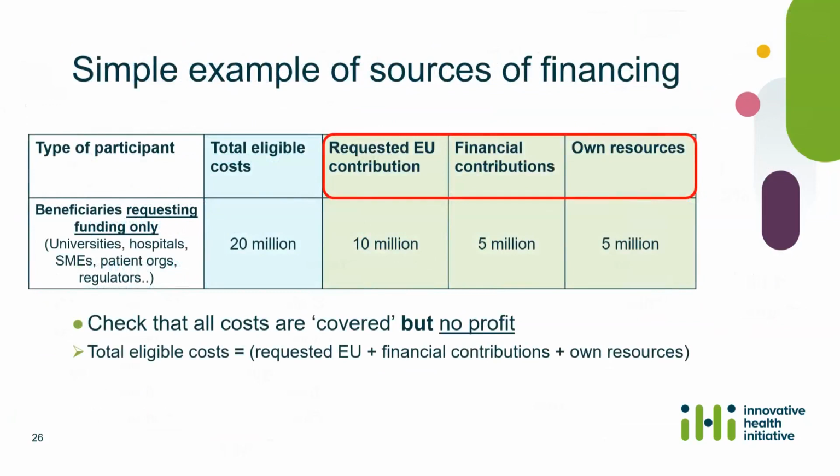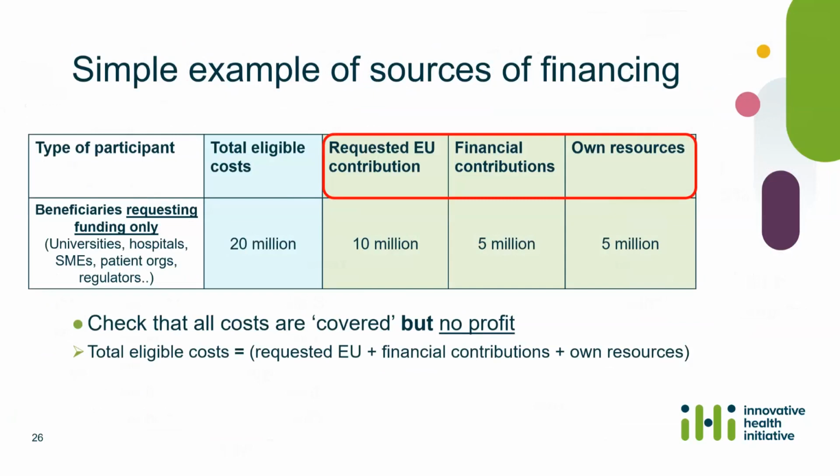And here you can see a simple example of the different sources of financing for a beneficiary requesting funding only. So you would have 20 million of total eligible costs. 10 million would be funded by IHI with the EU requested contribution. 5 million would be covered by a financial contribution, maybe received by a private member. And then the 5 other million left would be covered by the own resources of the beneficiaries themselves.